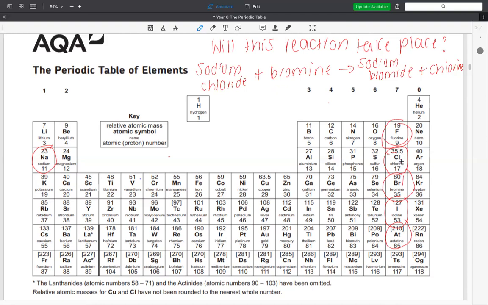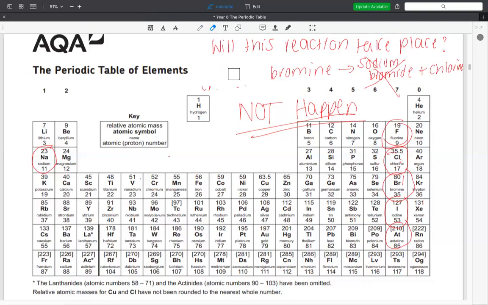Chlorine is at the top, so chlorine is the most reactive, and sodium is already with chlorine, so it has no reason to go to bromine instead. So it's going to stay with chlorine. It's not going to join with bromide. So this reaction will not happen. And that's one of the trick questions you'll get.